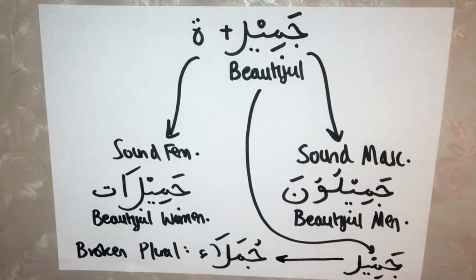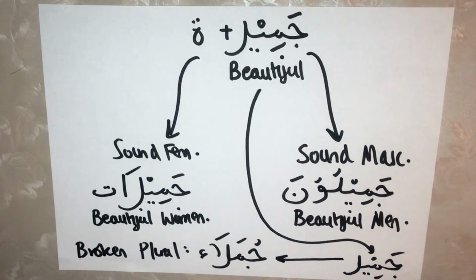Now, sound masculine and sound feminine follow a pattern. In sound masculine, a waw and a noon, and in sound feminine, an alif and a ta. So it is easy to remember and identify these types of plurals. But the broken plural is harder to memorize. You can't memorize the pattern because there is no pattern. And every word has a different type of broken plural.